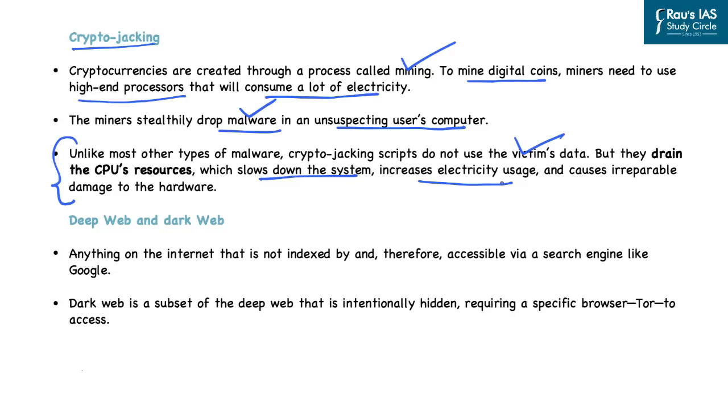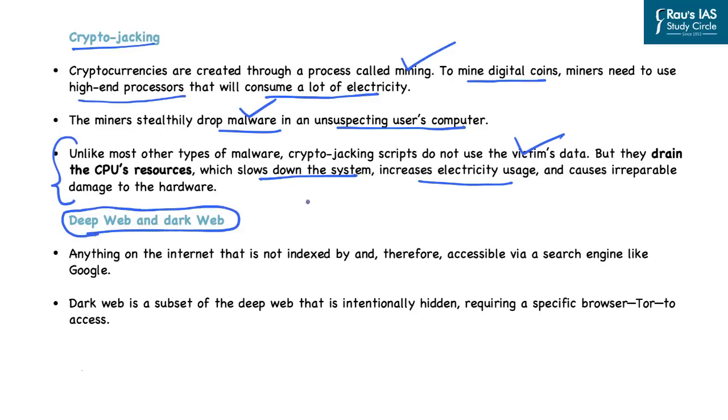So because the mining process requires high-end computational processes, what the cryptojackers do is install malware and utilize the processing capability of any unsuspecting computer system, which ultimately leads to increased electricity usage, slowing down of the system, and also irreparable damage to the hardware.